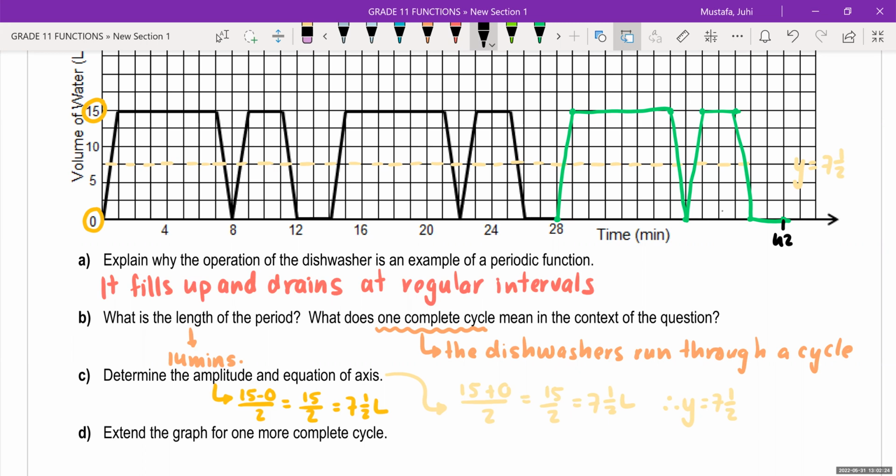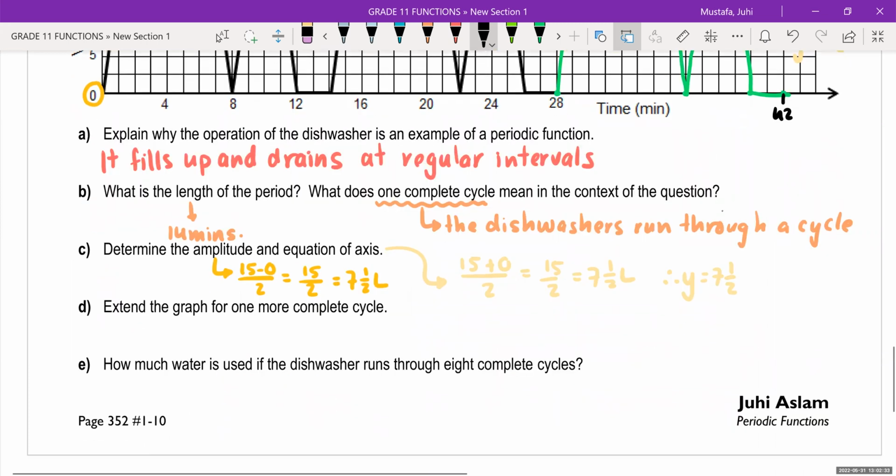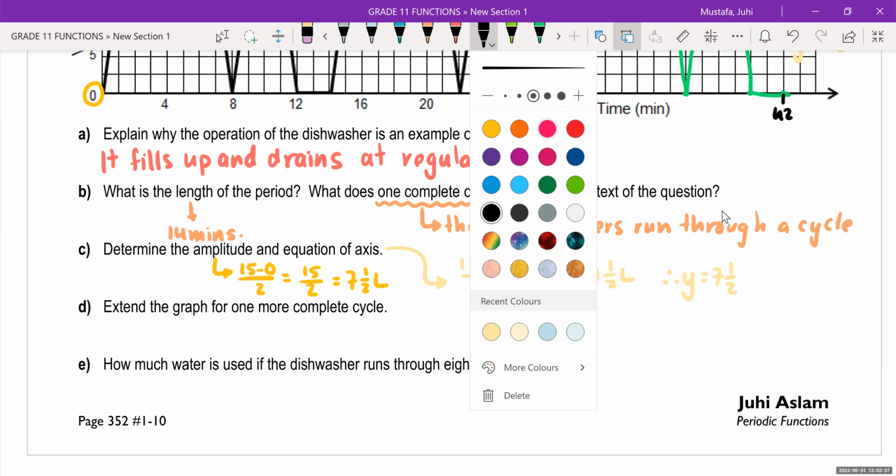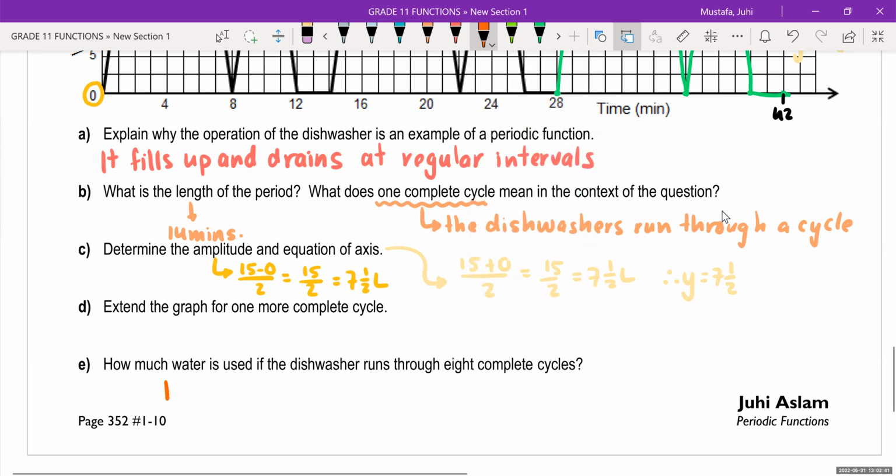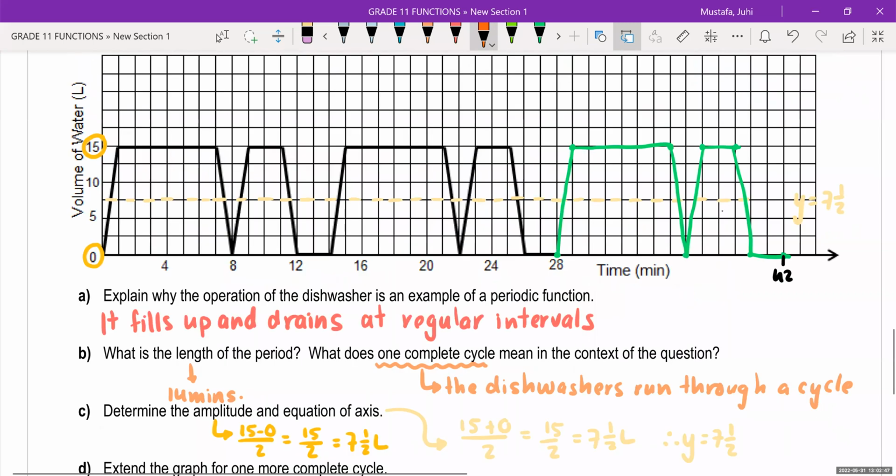All right, last question on this page. Question E. How much water is used if the dishwasher runs through 8 complete cycles? All right, so to figure this out, we're going to have to figure out how much water it takes just to run 1 complete cycle. So 1 cycle, let's see how much water it uses up.